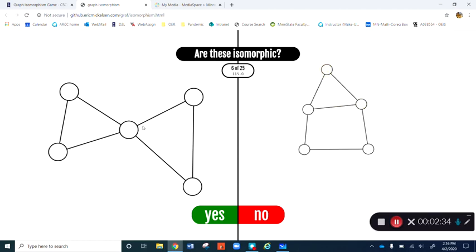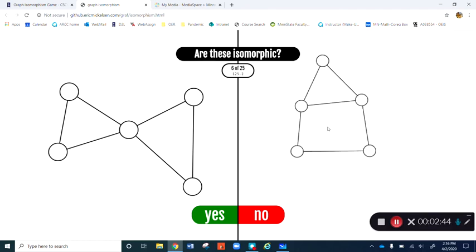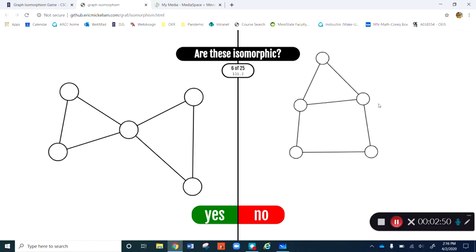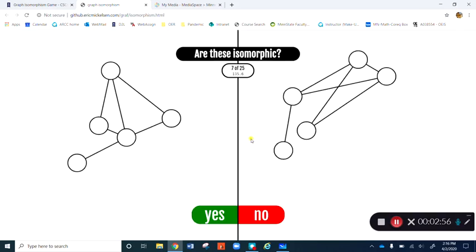But for one thing, this has this central vertex of degree 4: 1, 2, 3, 4. Whereas if you look at all the vertices of the house graph over here, none of these are of degree 4. The biggest degree you have is 3. And that difference is enough to tell you that these are not actually the same graph. No, they're not isomorphic.